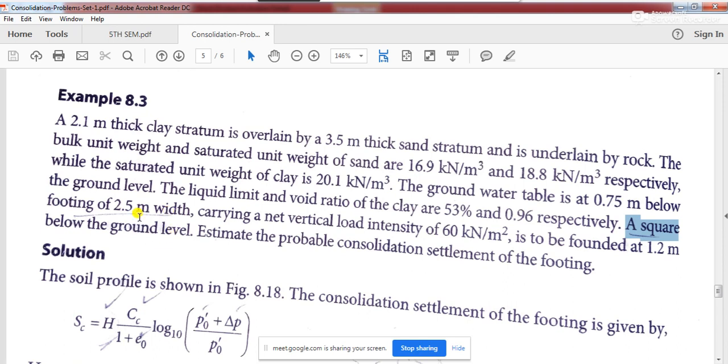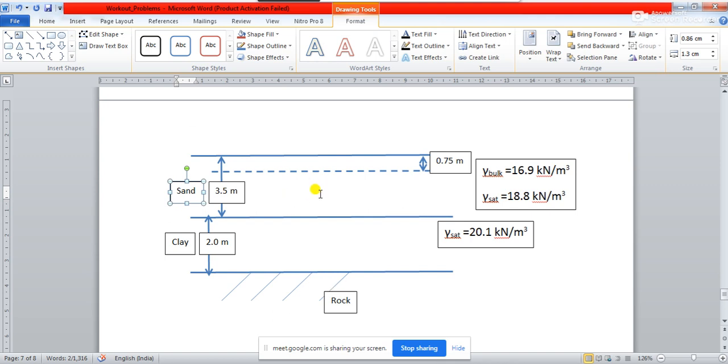A 2.5 meter width square footing carrying a net vertical load, I will come to this later, is to be founded at 1.2 meter below the ground level. So where is the base of the footing? The base of the footing is within this sand layer only. It is not going inside the clay layer. So don't get confused. Let me draw the figure, then you will understand it more clearly.